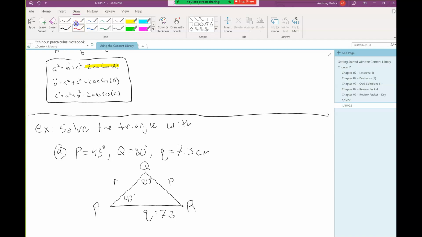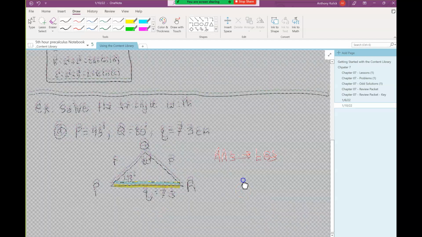Okay. So which situation am I in? I have two angles and a side. Is this angle side angle or angle angle side? This is angle, angle, side. Again, remember you can tell because the side that's given is not part of both angles. That's what we're looking for with angle side angle or angle angle side: whether the given side is a part of both angles.